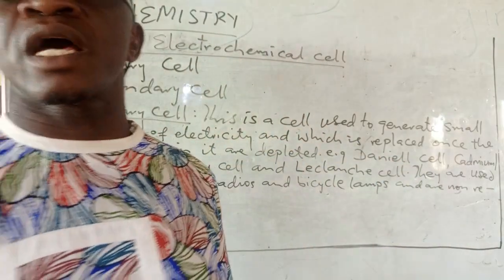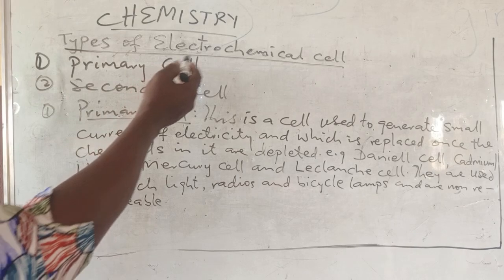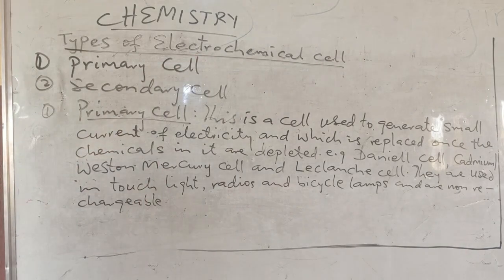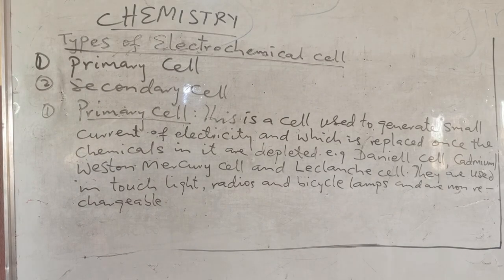In today's class, we are going to talk about electrochemical cells. We will start with the types of electrochemical cell. We have primary cells and secondary cells. Let's start with the primary cell.